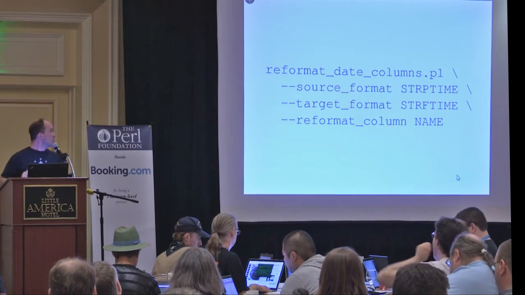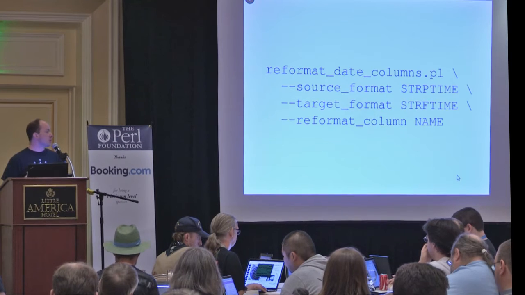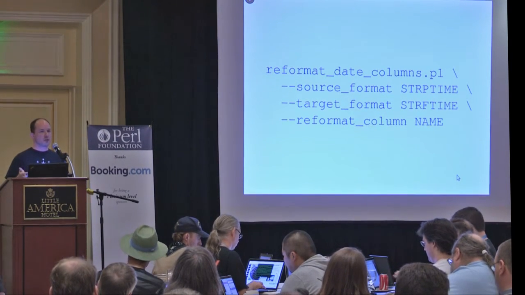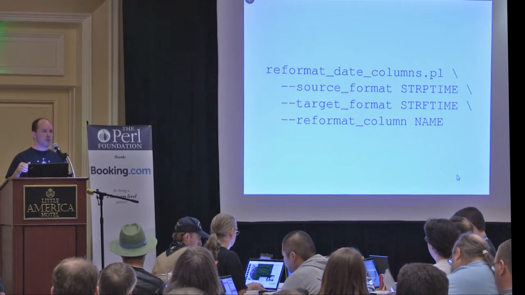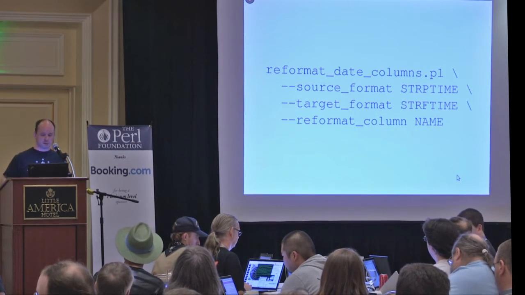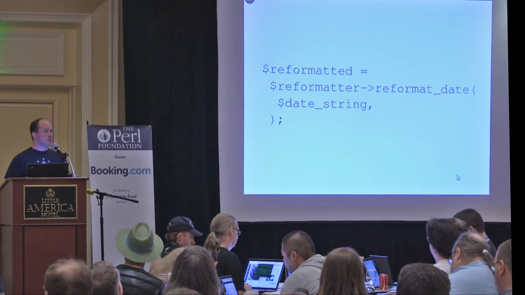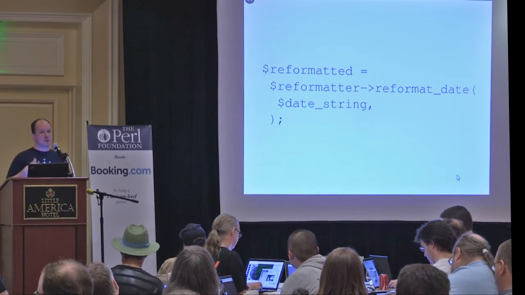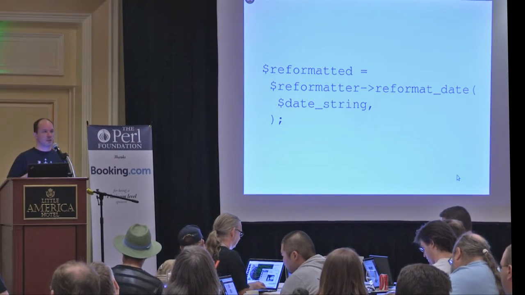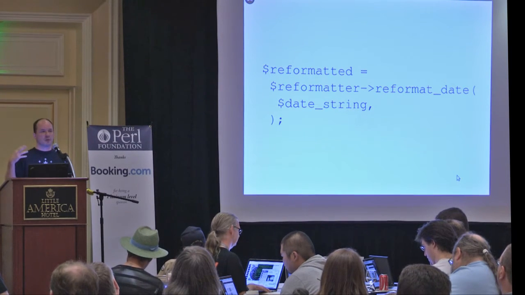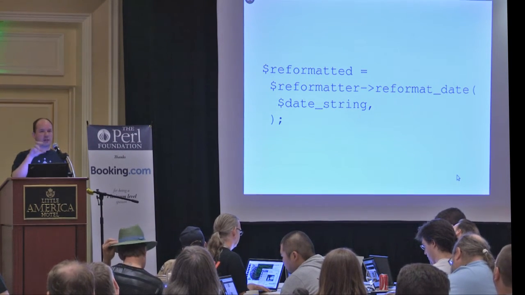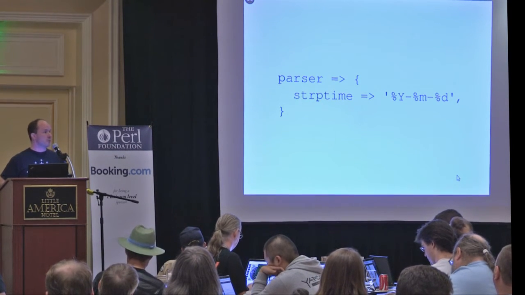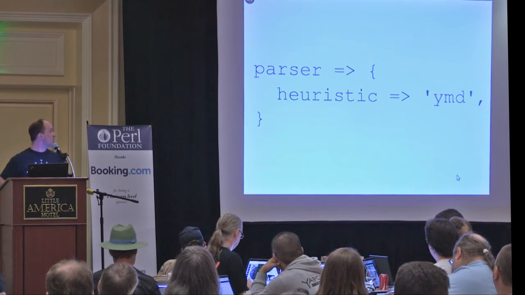So my idea was some type of command line script that I could pass in: here's the source format, here's the target format, and these are the columns that I want to update. Inside, there would be a module that you call reformat date. You pass in some date string, it gives back another date string. I didn't want it to do any kind of validation, I just wanted to take the pieces that are there and rearrange them. So I implemented strptime.